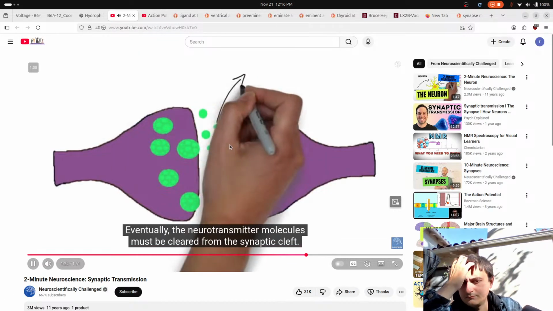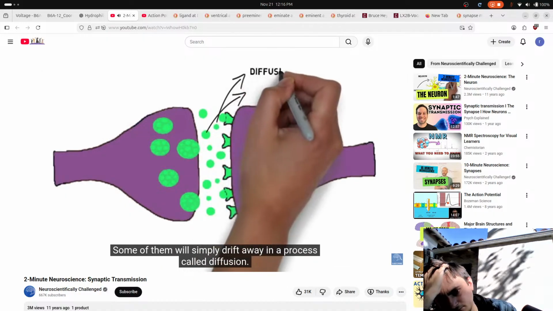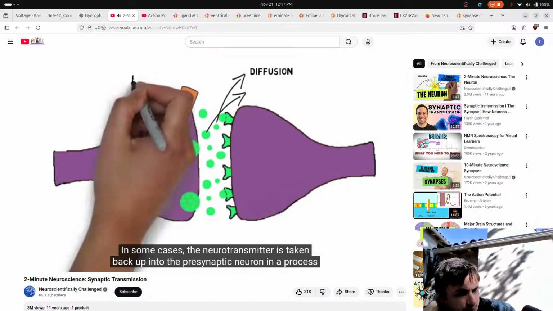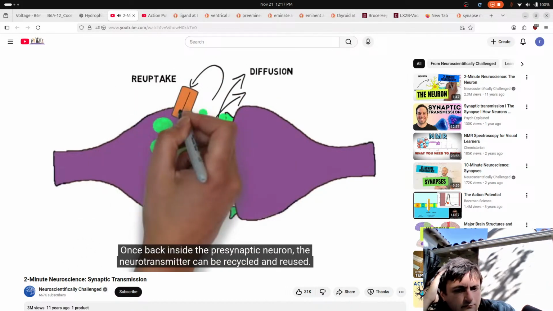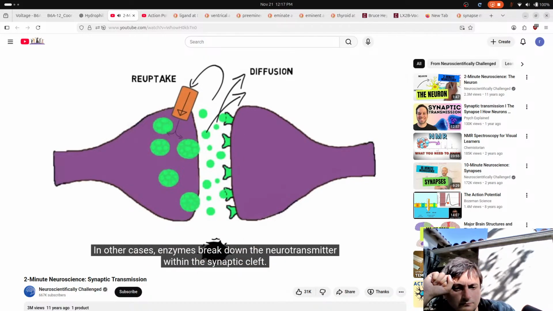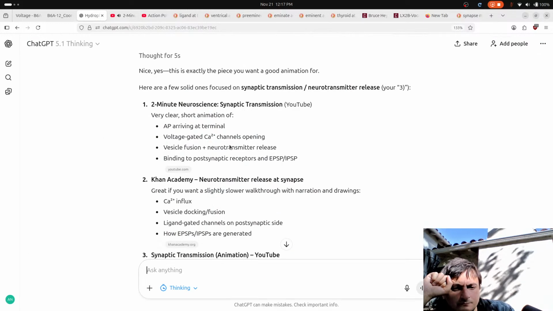Eventually, the neurotransmitter molecules must be cleared from the synaptic cleft. Some of them will simply drift away in a process called diffusion. In some cases, the neurotransmitter is taken back up into the presynaptic neuron in a process called reuptake. Once back inside the presynaptic neuron, the neurotransmitter can be recycled and reused. In other cases, enzymes break down the neurotransmitter within the synaptic cleft. Then the component parts of the neurotransmitter can be sent back into the presynaptic neuron.